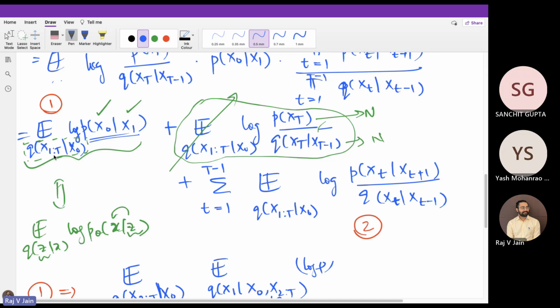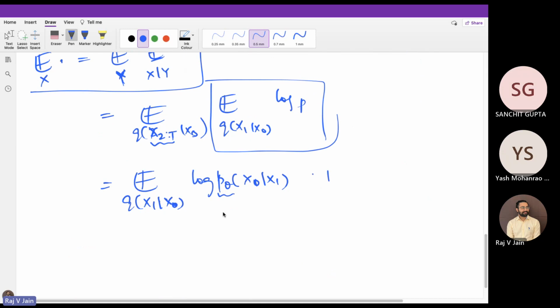Now what was q of x1 given x naught? Is Q also a neural network? Interesting, this is a good discussion. Is it a neural network here in our case? No. We know the distribution. That's the biggest difference between this and the VAE. So how do you know the distribution? From the equation x equal to, oh, in that way.